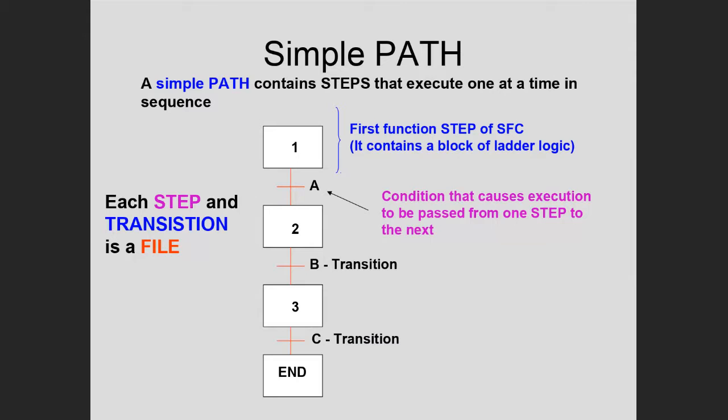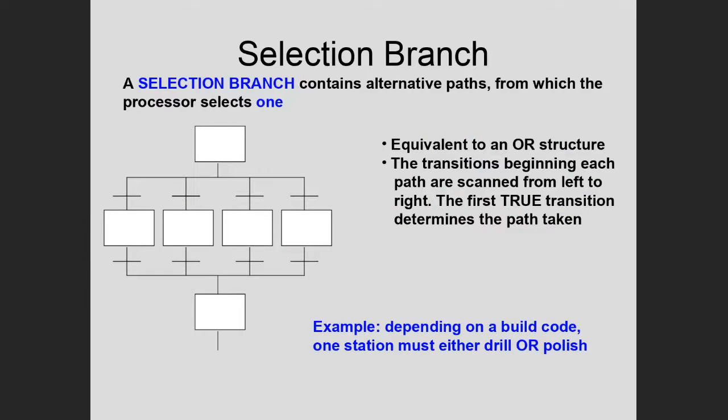Okay, so whereas the simple path, you run the code in a step, and then you check to see if the transition is true. If the transition is not true, you'll run this again, and you'll check to see if the transition is true. If the transition is still not true, you'll run this again. You'll keep running step one until the transition is true. When it says it's okay to transition from one step to another, when this is true, then you'll transition to step two. You'll run the code in that one, and you'll keep running that until you transition out of the whole thing. Well, the selection branch is a little different.